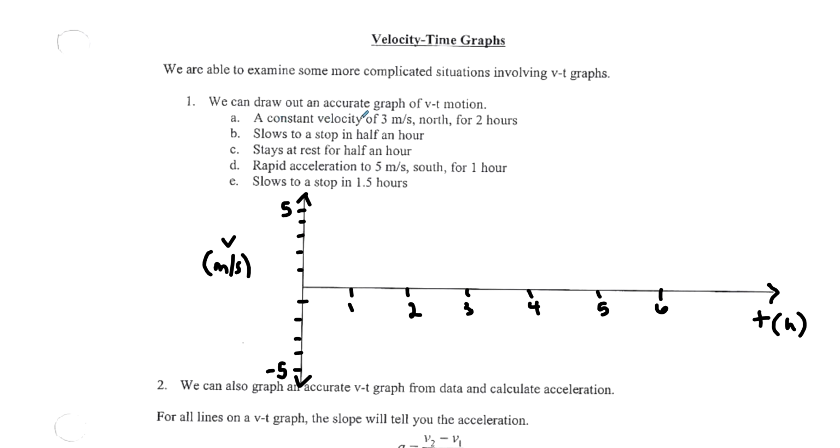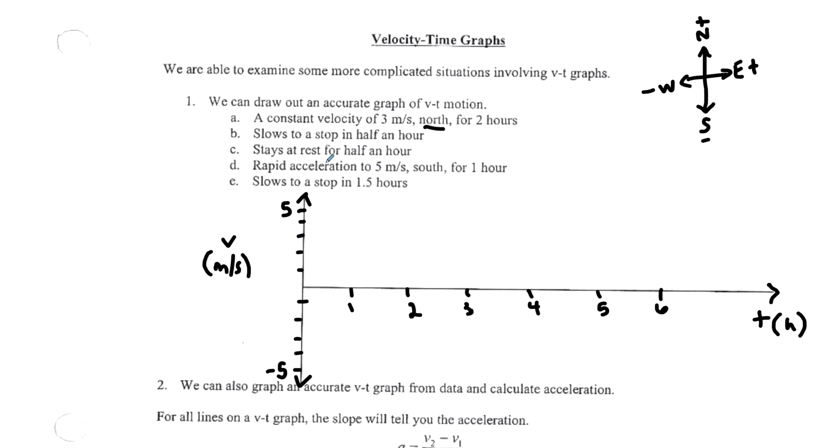A constant velocity of 3 meters per second north for 2 hours. So remember, kind of like our compass, north, south, east, west. North and east are considered positive. South and west are considered negative. So I want to draw up here the graph.